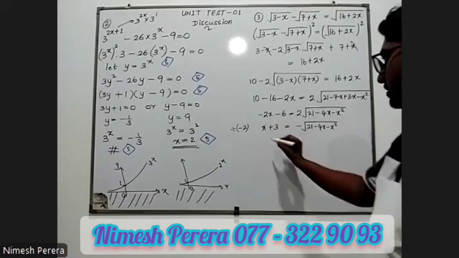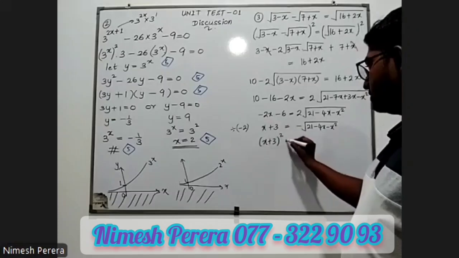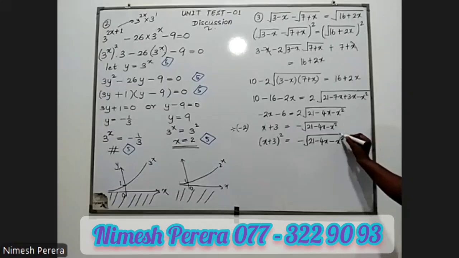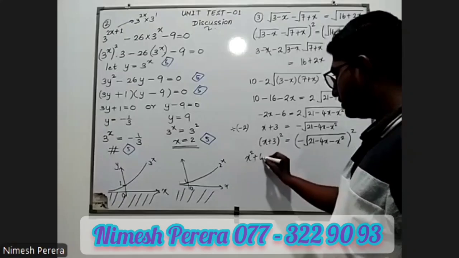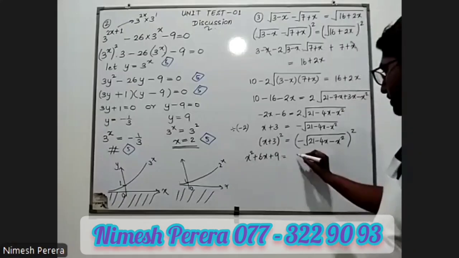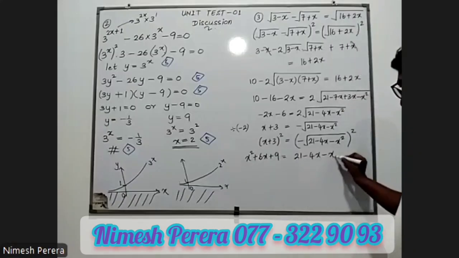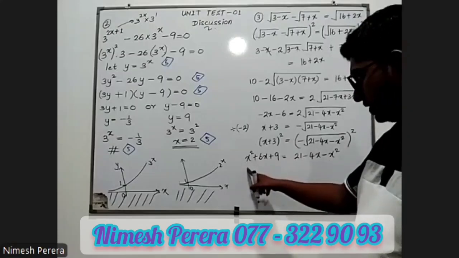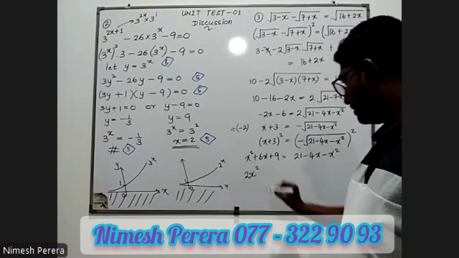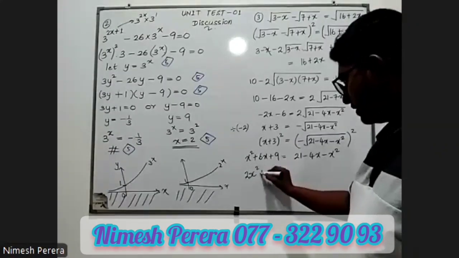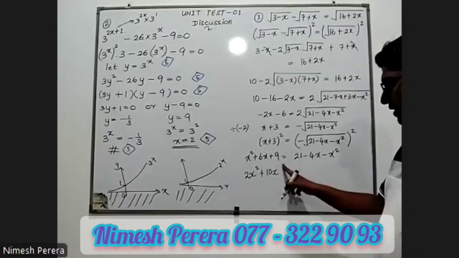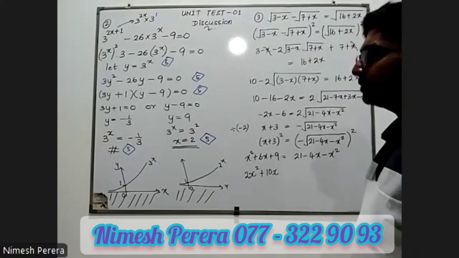Now squaring both sides. Expansion of this is x squared plus 6x plus 9. Here the square root gets cancelled. Now bring these three terms to the left hand side. Minus x squared becomes plus x squared, gets added with this term. Then minus 4x becomes plus 4x, gets added with 6x. Then 21 becomes minus 21 plus 9, which is minus 12.